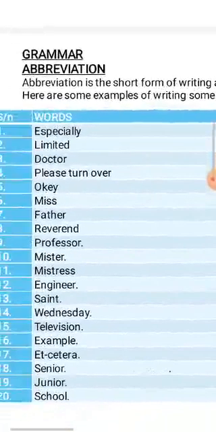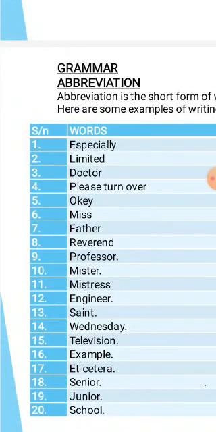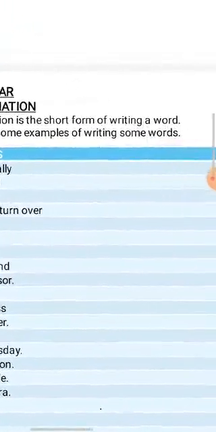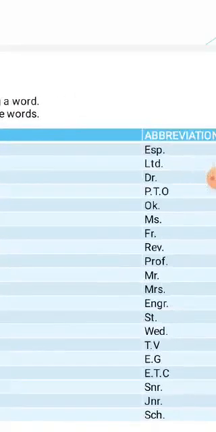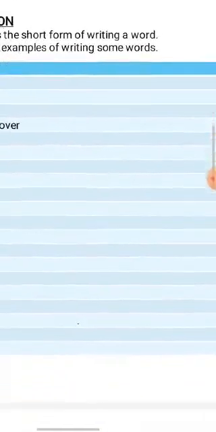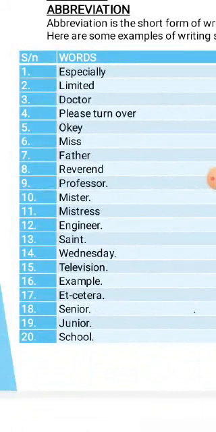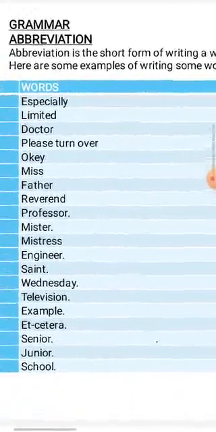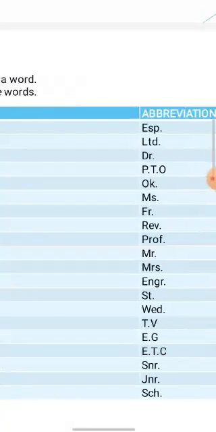The first one on the list there is especially. Especially is written in a short way as ESP with a full stop. All abbreviation ends with a full stop. At the end of each abbreviation, you put a full stop. You may not like to write a word in full, then you abbreviate it. People already know the meaning of those short forms. Number 2 is limited, and the short form of limited is LTD with a full stop.